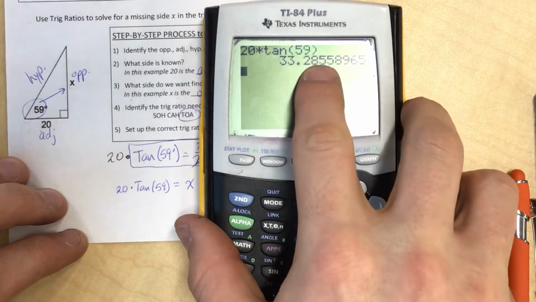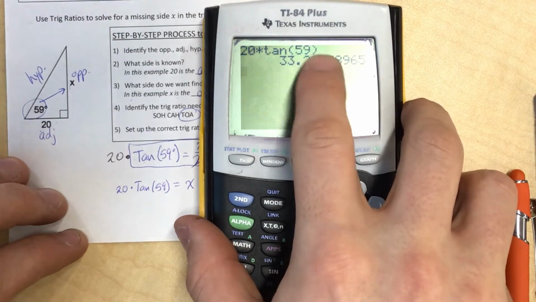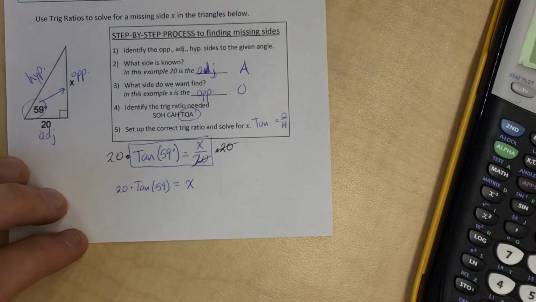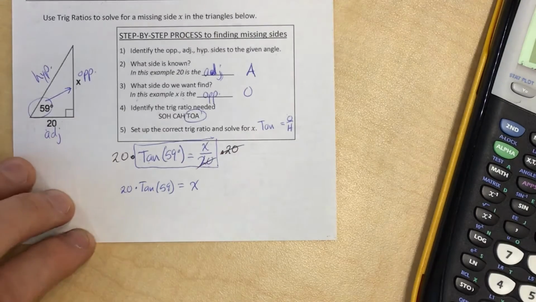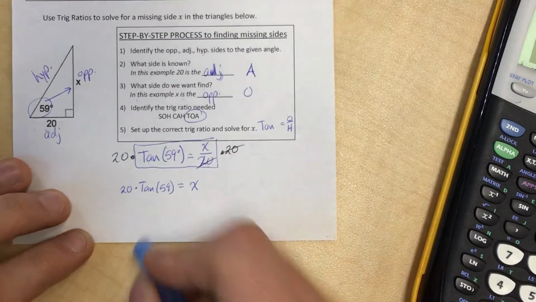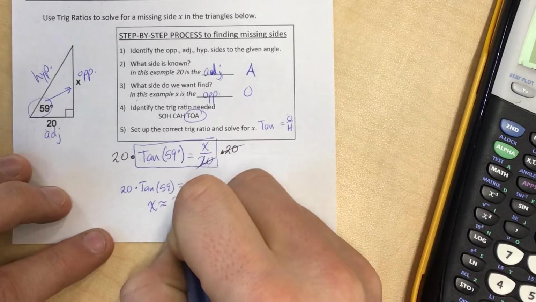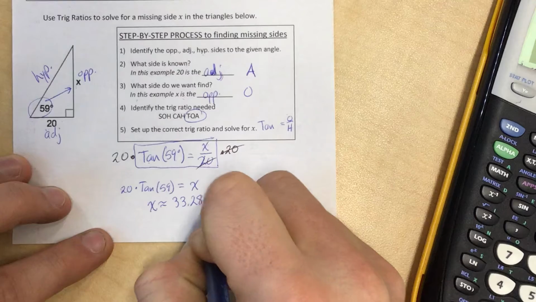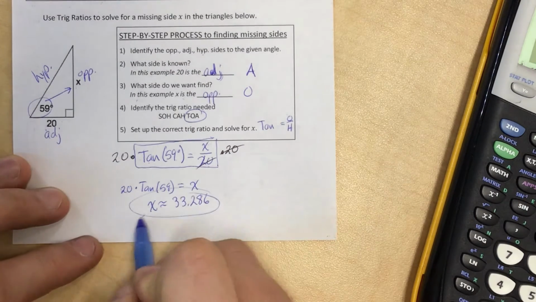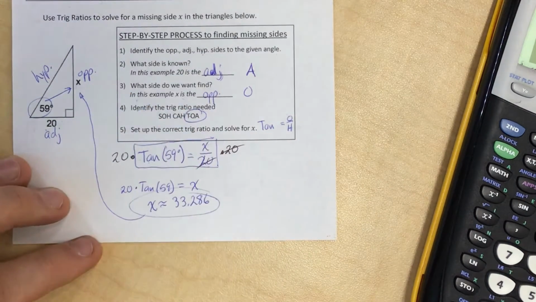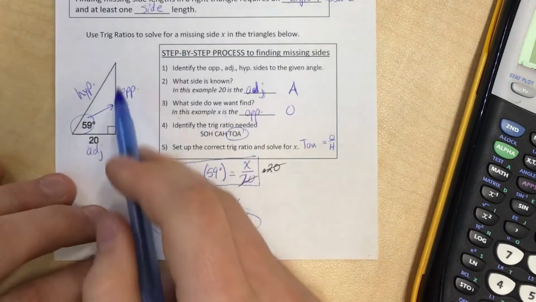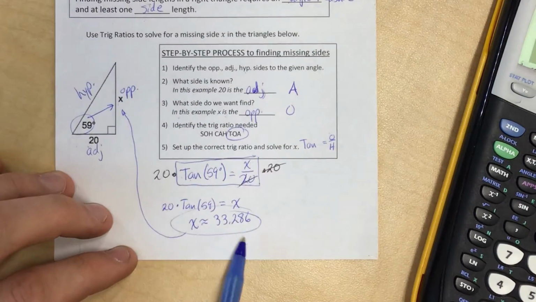2855, so the 5 is going to round the third 5 to a 6. So 33.286. So the x value of your side is approximately 33.286. And that's the solving for x. So this side length here is 33.286 units, whatever the units are.